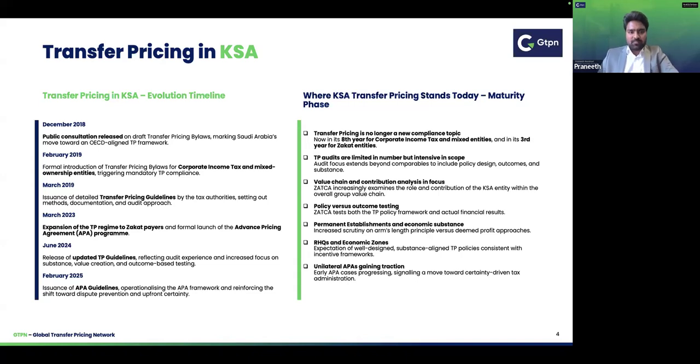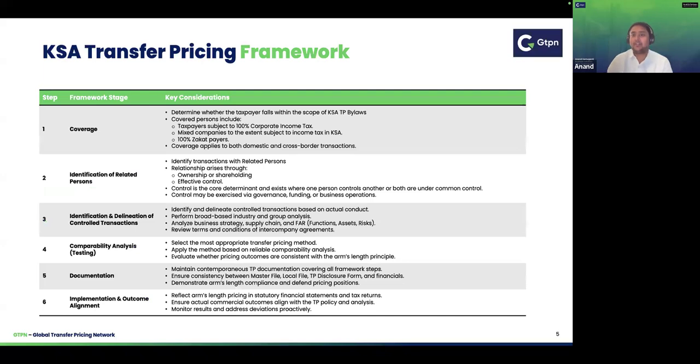Over to you, Anand. No, thank you. I think for me, the key takeaway is Saudi Arabia has moved on well beyond the initial compliance phase here. The current enforcement, we see that it reflects a more mature regime here. It's quite interesting, and I'm looking forward to more insights on this. Now moving on to Rishabh, please go ahead with the KSA transfer pricing framework.